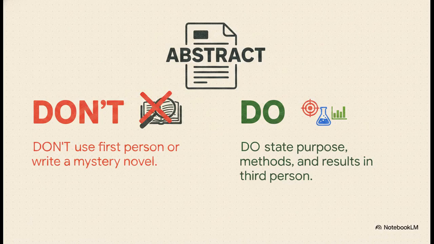So here's a massive golden rule. A good research paper is not a mystery novel. You absolutely must give away the ending immediately. In your abstract, you definitely want to state your objectives, describe your methodology, and summarize those results clearly in the third person. What you don't want to do is use I or you statements.